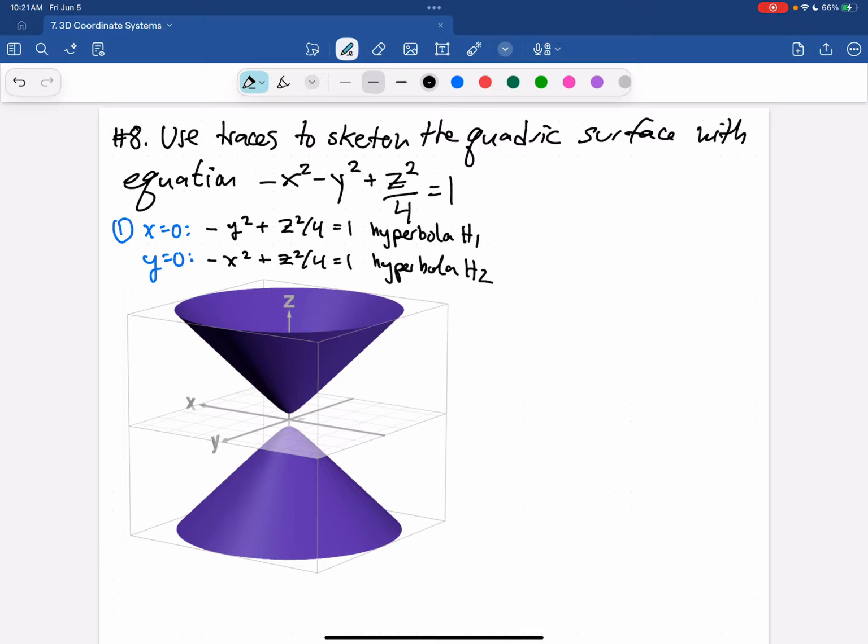If I were to add these to the existing shape, we have something very similar to that last question, actually. Let's say, so for h1, it's the one on the y z plane.